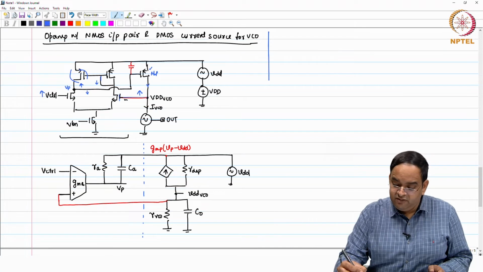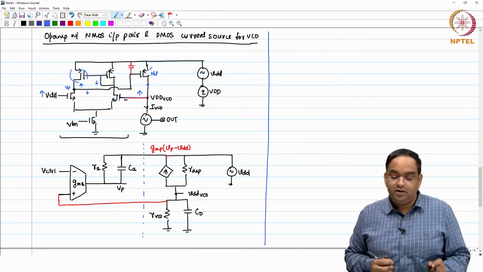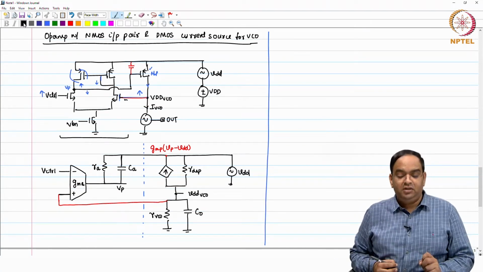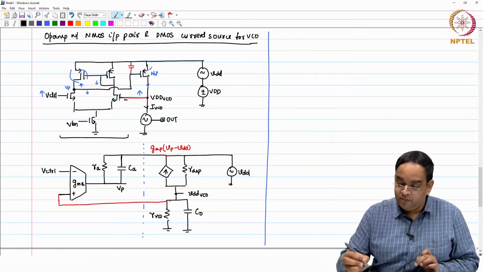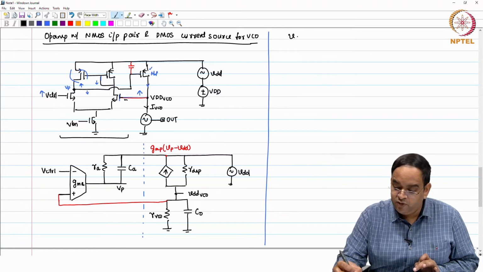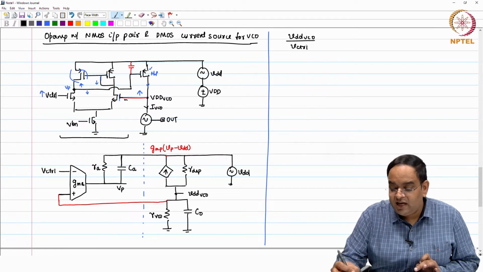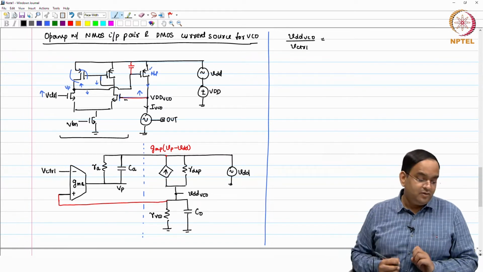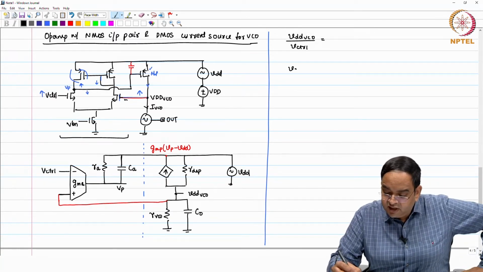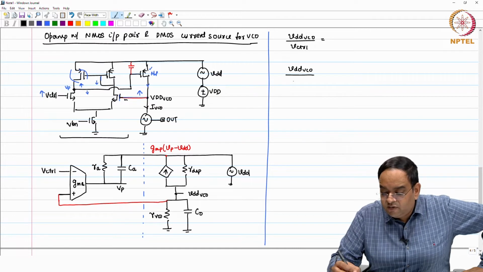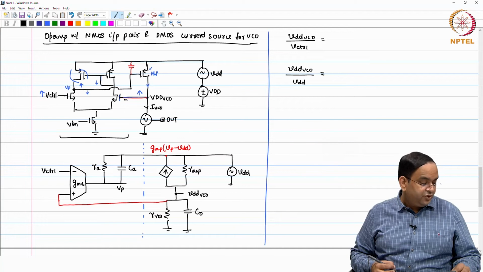One, when we are going to use the supply regulated oscillator in the PLL loop, the bandwidth from V control to VDD VCO should be larger than the PLL bandwidth. The other transfer function which we want to find is how VDD, the supply noise, comes at VDD VCO. So, that is something which we need to find.